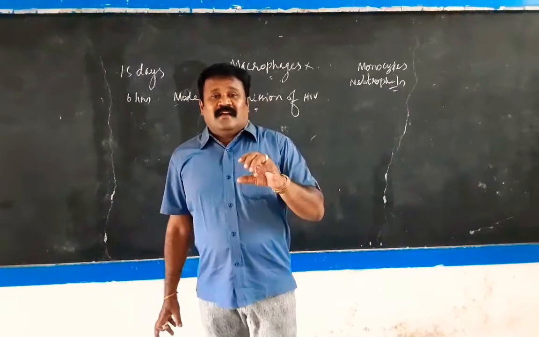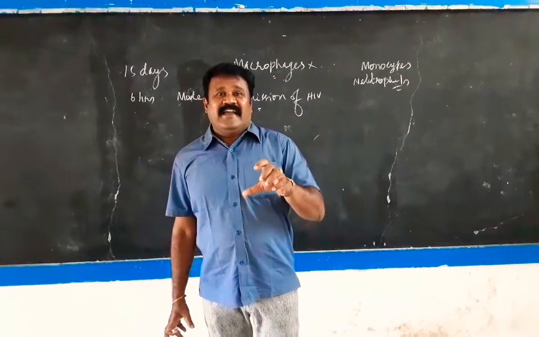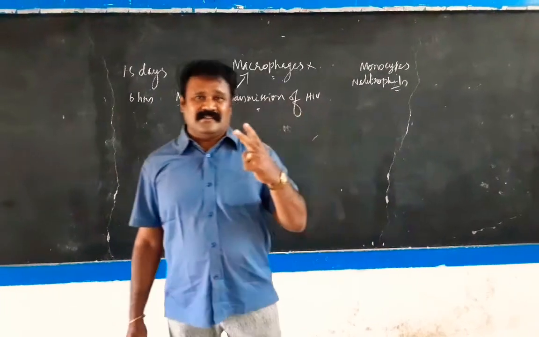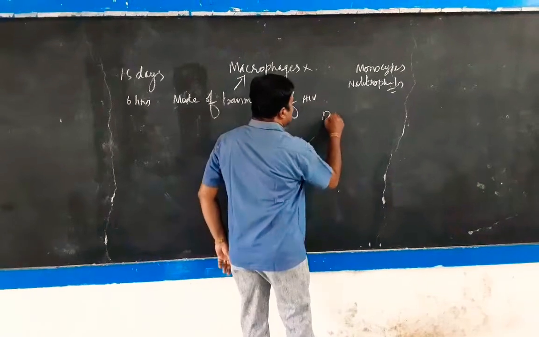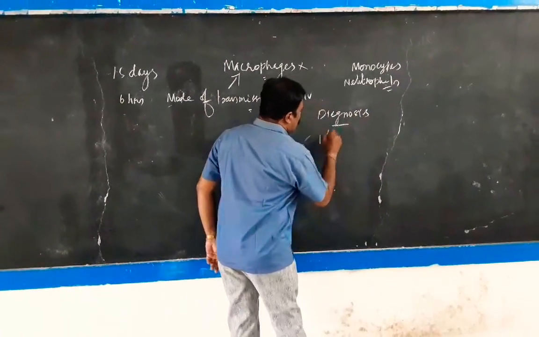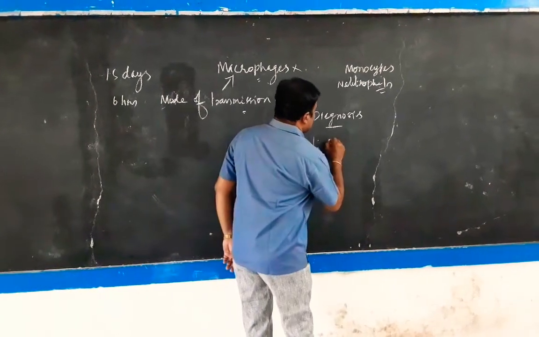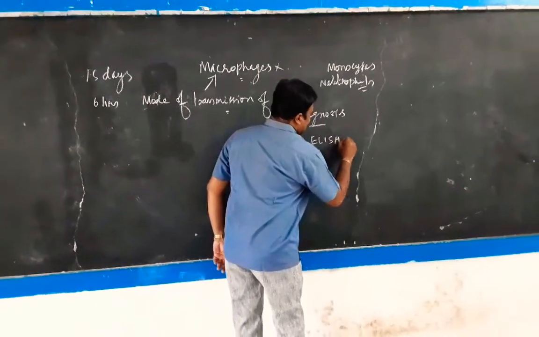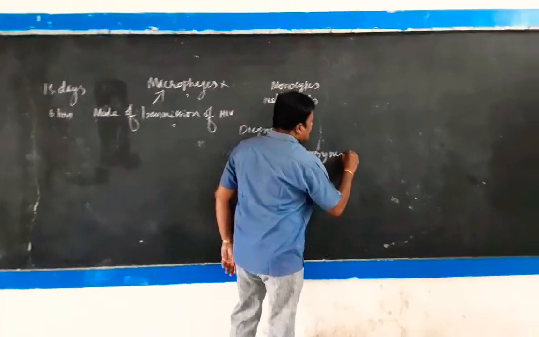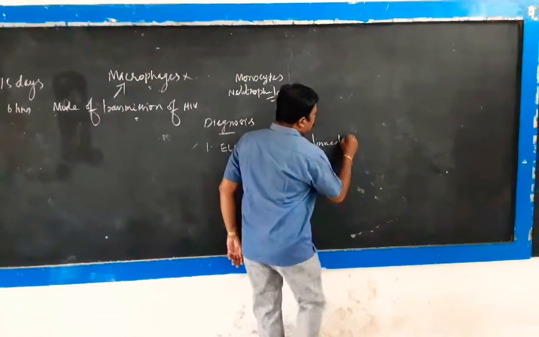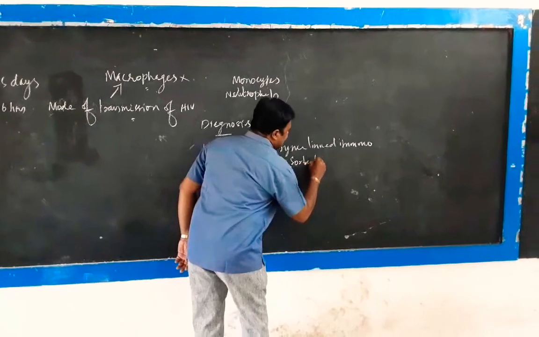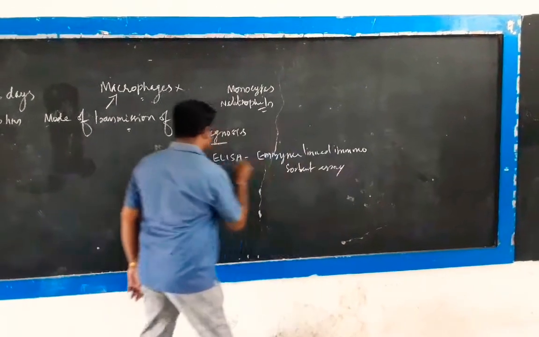Right? The detection of HIV is by two possible tests. We call it AIDS diagnosis. AIDS diagnosis includes two tests. One is the ELISA test. Enzyme linked immunosorbent assay is the expansion of ELISA.